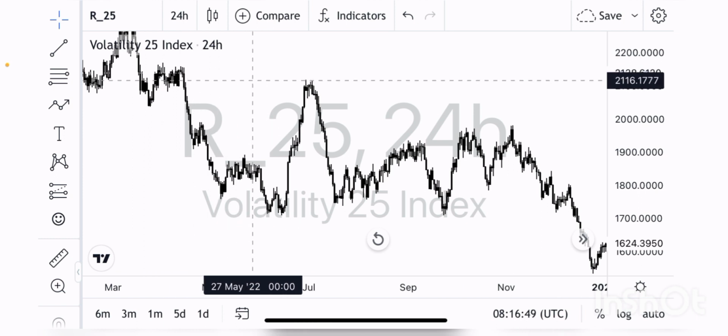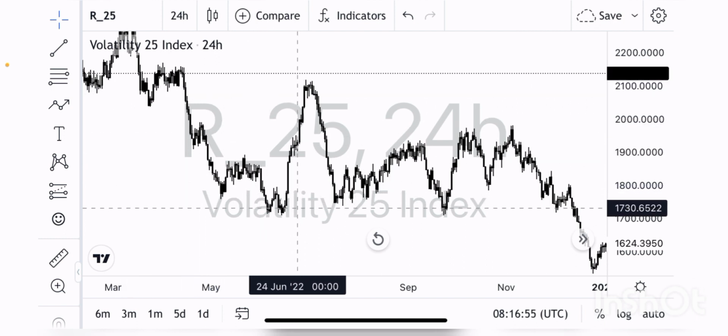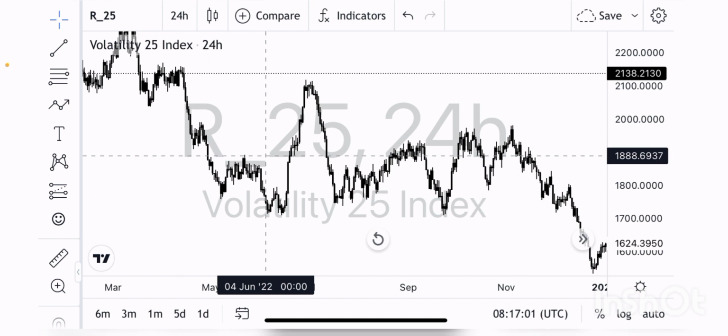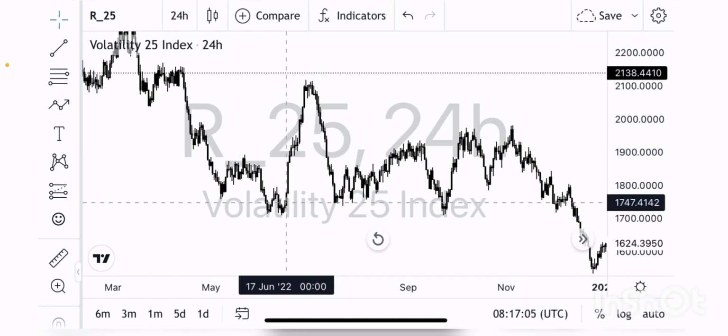It came as far as to test this area. This is a complex corrective wave. People will be looking to buy from here. A lot of people will be looking to buy from here because we have BMS to the upside, and then they will be looking to buy from here. And guys, you can see that the market actually respected this place properly.